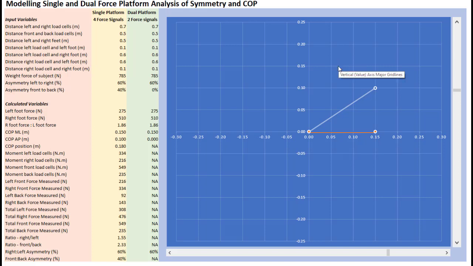So in deciding which force platform system is preferable for your particular needs, it really comes down to priorities. Are you only interested in determining the summed force on the left side and the right side? Or is it also important to be able to track the center of pressure? Both systems, as we have seen, are able to determine asymmetry in the left and right directions, in other words, the mediolateral plane. But only the single platform with 4 force signals can resolve shifts in force in the anterior-posterior plane.